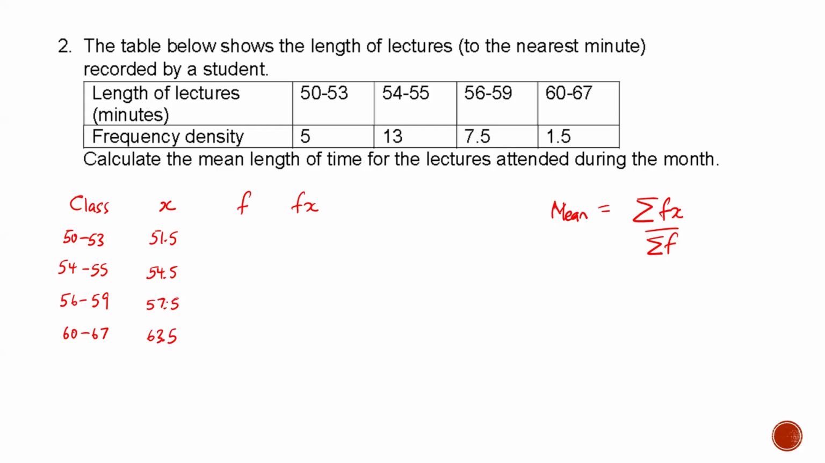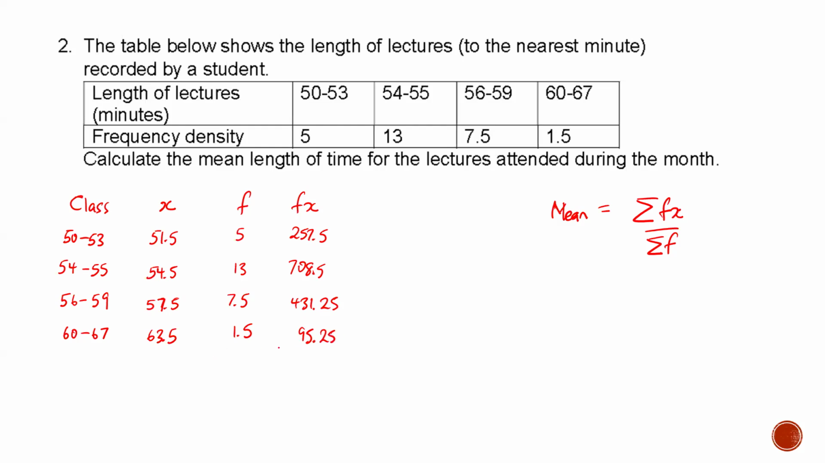Please, if I make any mistakes in any calculation, please just let me know. This is 5. This is 13. 7.5. This is 1.5. And then you multiply all these. Yeah. Let me just do that. 51.5 times 5, that should give us 257.5. 54.5 times 13, that's 708.5. 57.5 times 7.5 is 431.25. And then 63.5 times 1.5 is 95.25.